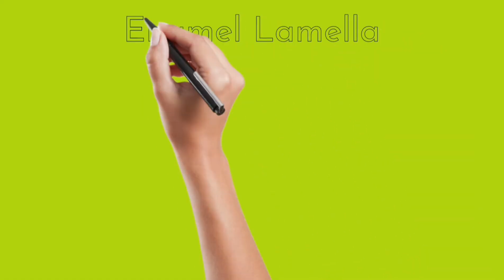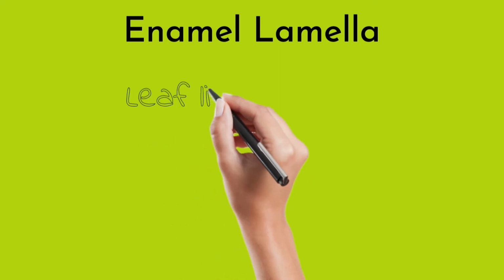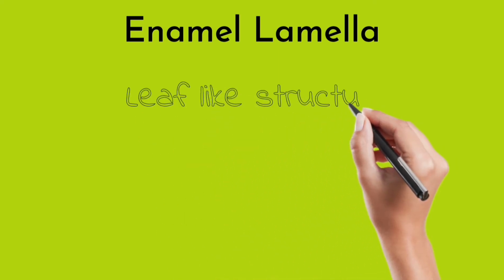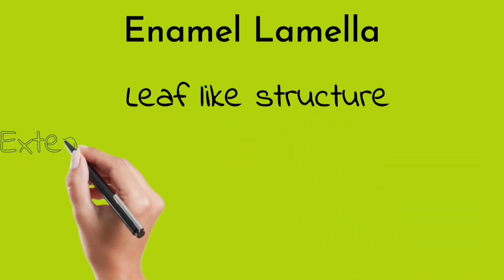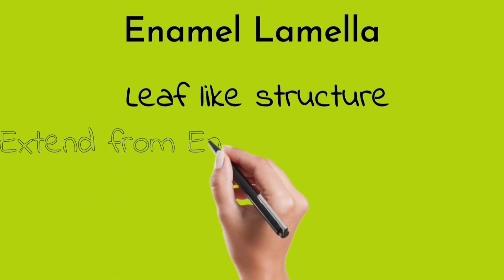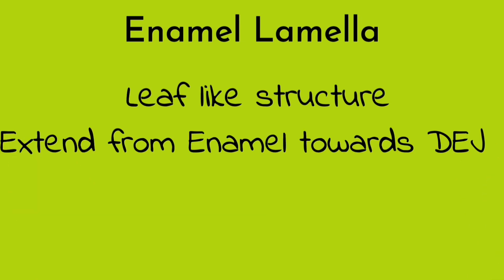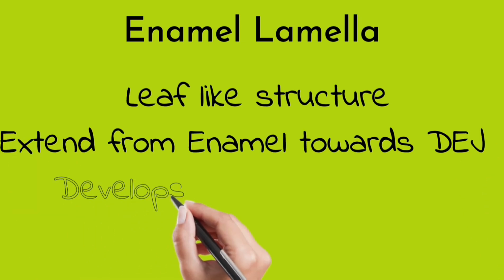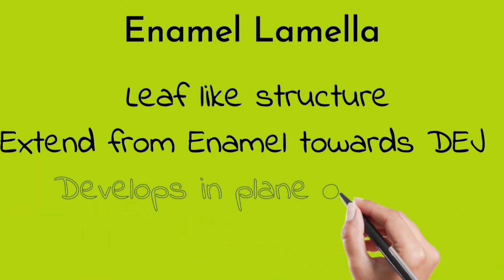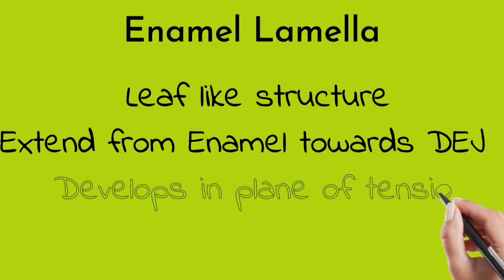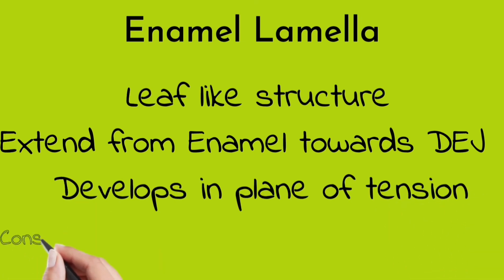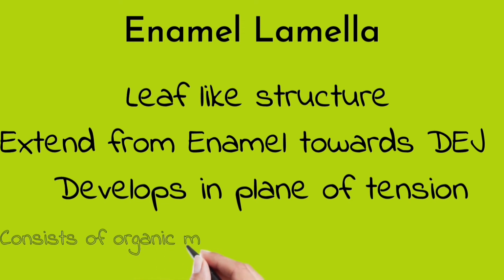Now moving on to the next topic, we have enamel lamella. It's a very important topic. So what are enamel lamella? Enamel lamellae are leaf-like structures. Okay, this extends from the enamel towards the dentino-enamel junction. It develops in the plane of tension. Okay, it develops in the plane of tension. Also, it consists of organic matter, but it has very little mineral content.